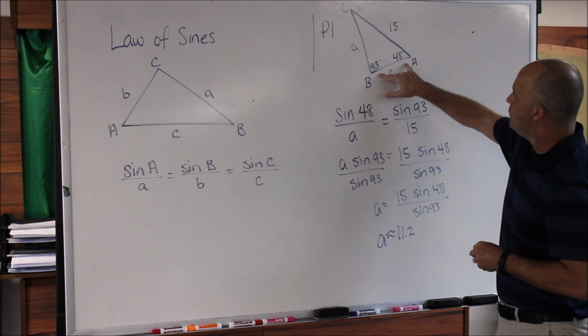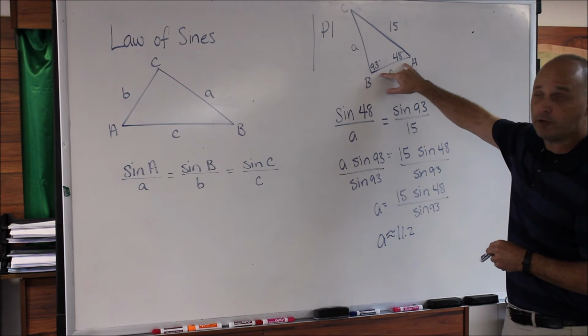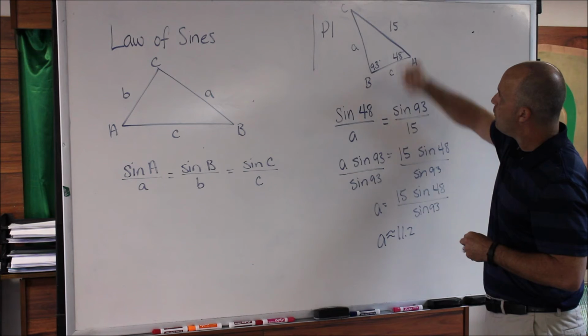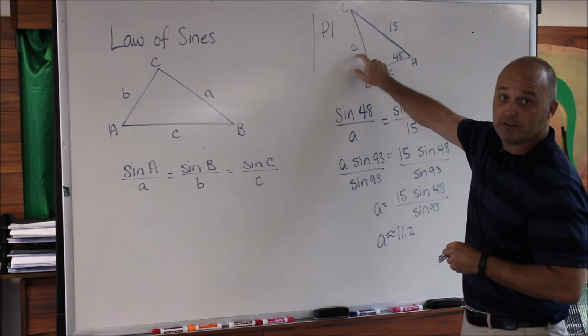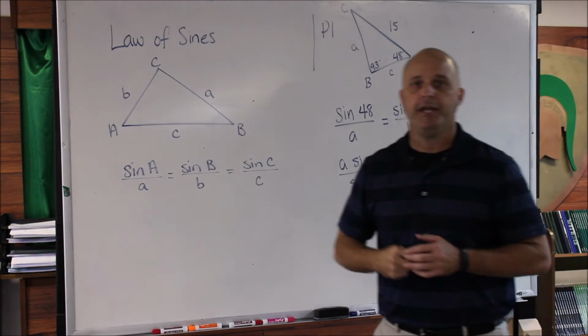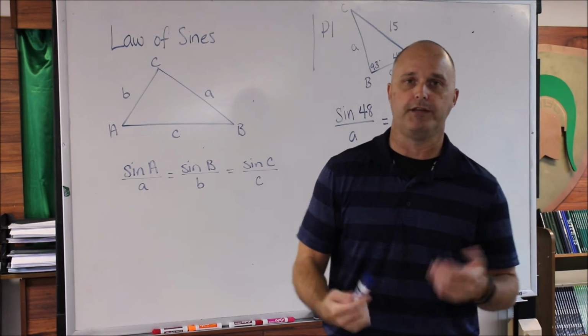Again, you're given two values here for your angle measures. You're given the opposite side for one of those. So to get this side, you're going to use the law of sines, work out the proportion, and then run it through the calculator to find out what the decimal answer is going to be.